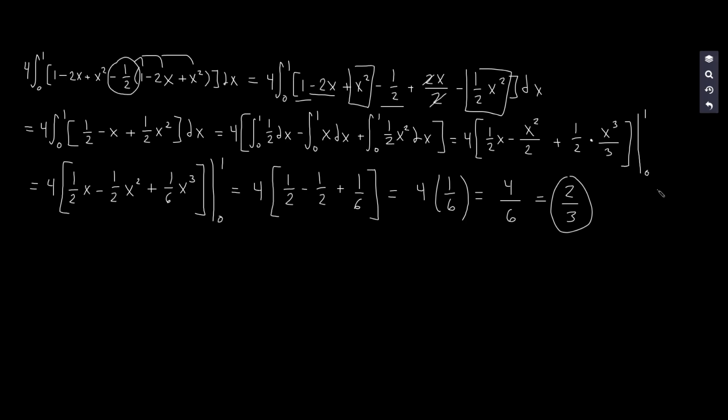So the flux through the surface is 2/3, and it's a positive 2/3. If it's positive 2/3, that means that the flux is moving outwards through the surface.